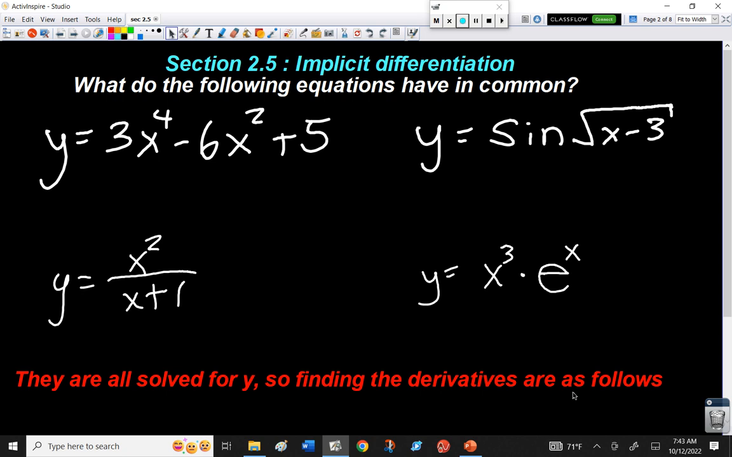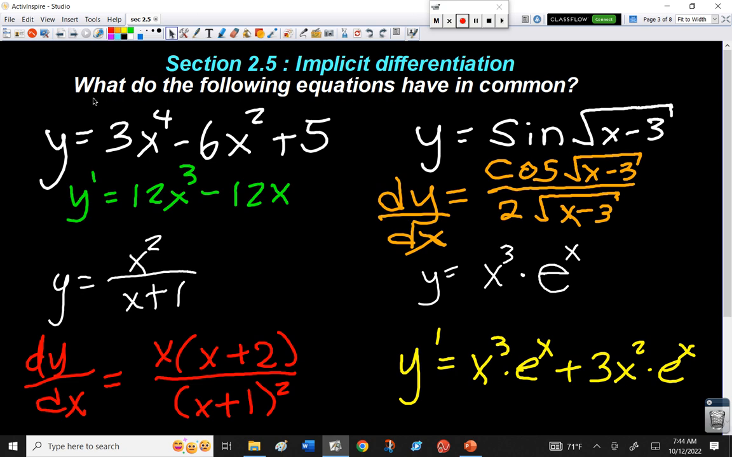So finding the derivatives is easy. Well, relatively easy. The first one, we use the power rule to get this answer. The second one, we're using the chain rule, derivative of the inside, derivative of the outside. This third one, we're doing using the quotient rule and simplifying. And this fourth one is done using the product rule. But you see, they're all solved for y, so we're able to take the derivative using the rules that we've already learned.